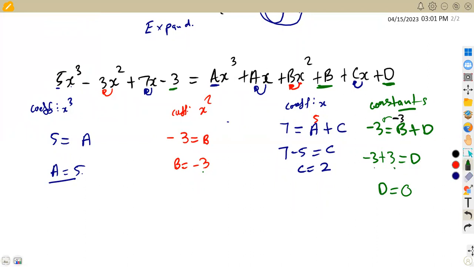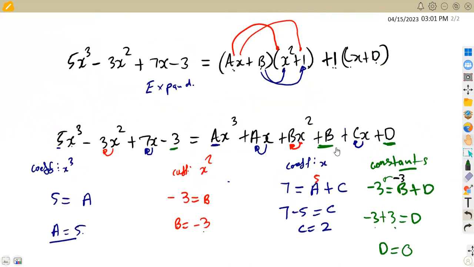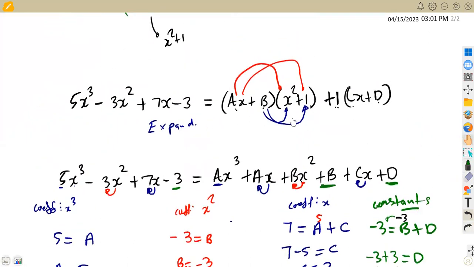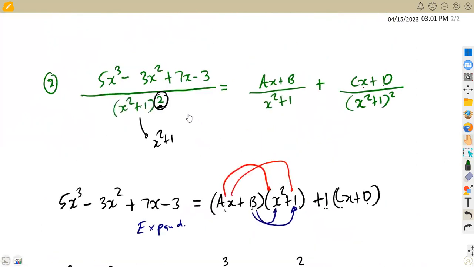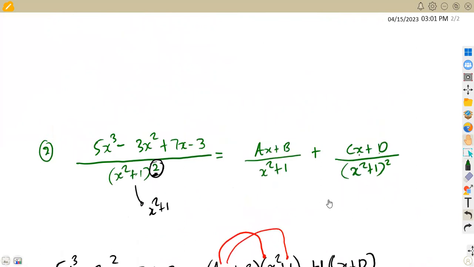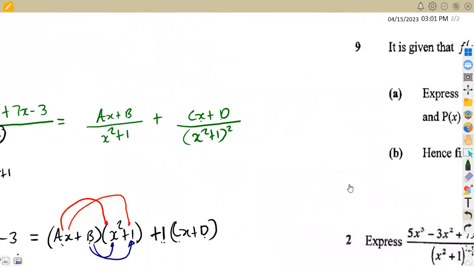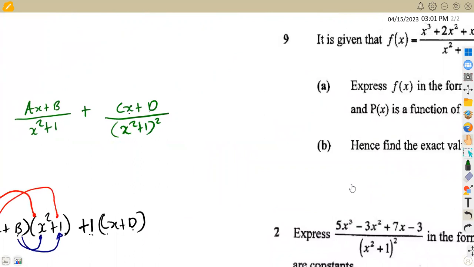So we have the values of a, b, c, and d. We can substitute back into our partial fraction, the one that you're given here. Remember that we expanded, so I'm just going to use this one that we can see properly. Our f of x is equivalent to a, and we are now substituting the value of a that we got, which is 5, so it is going to be 5x. The b that we got, remember, b is -3, so it is going to be -3, everything over x squared plus 1.